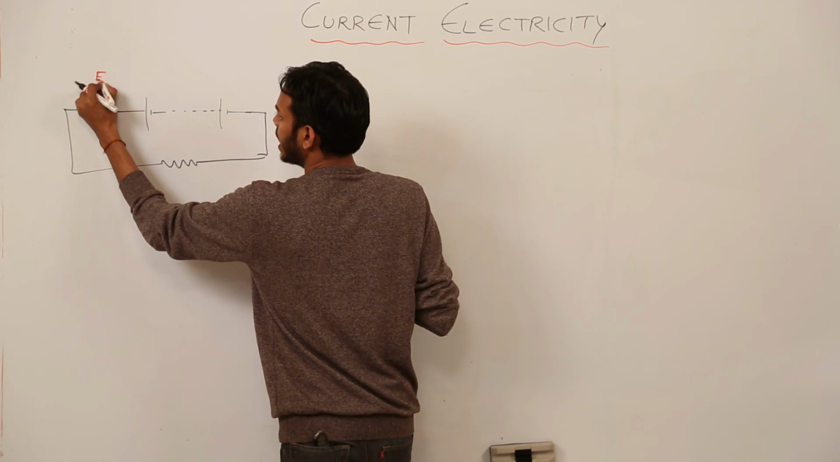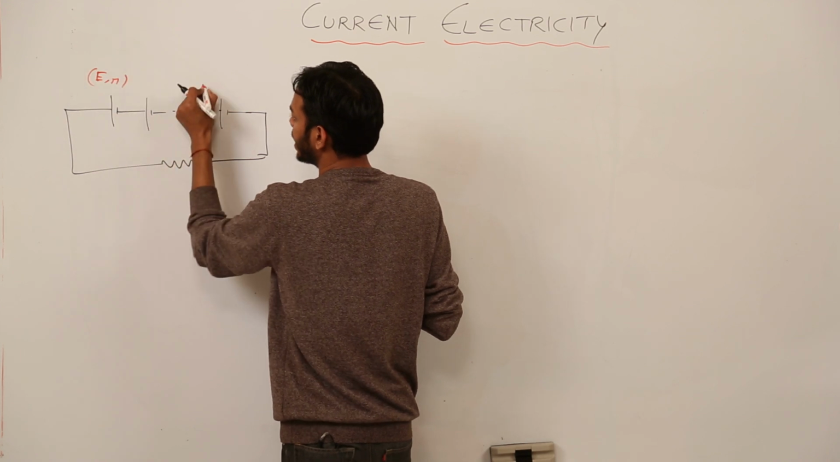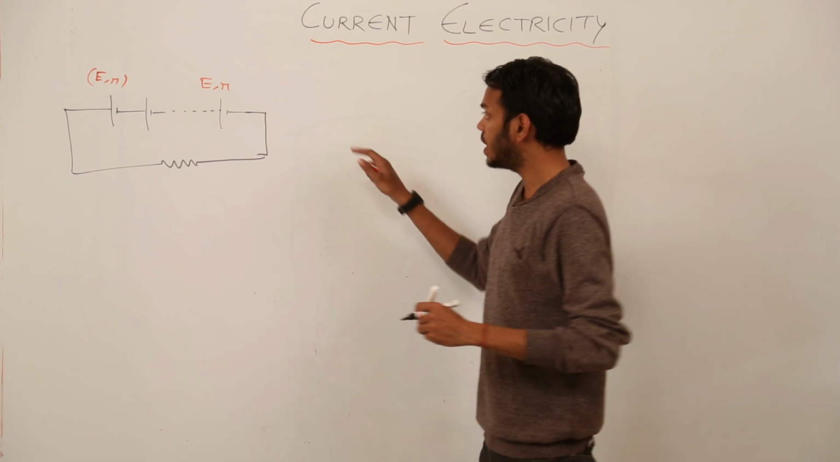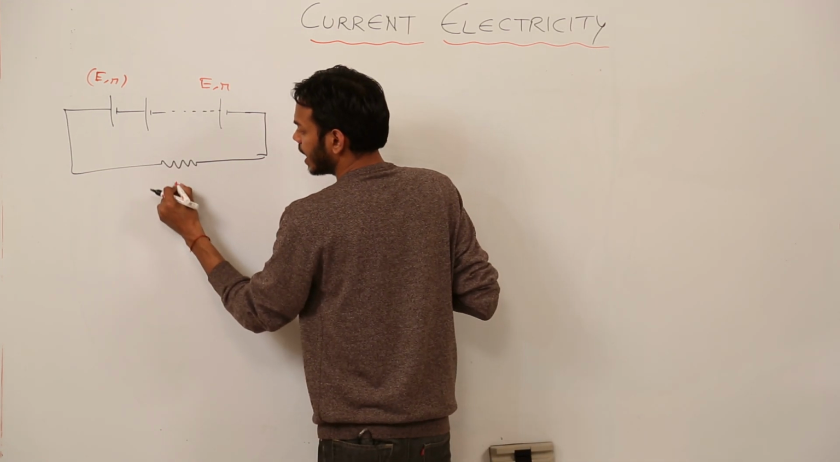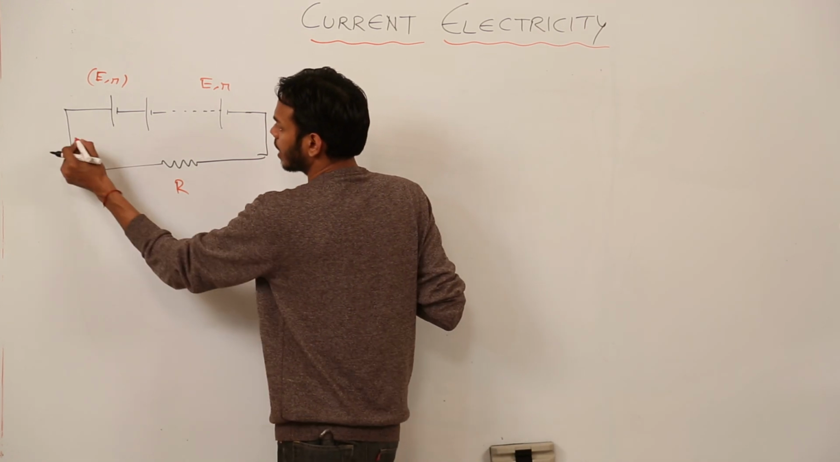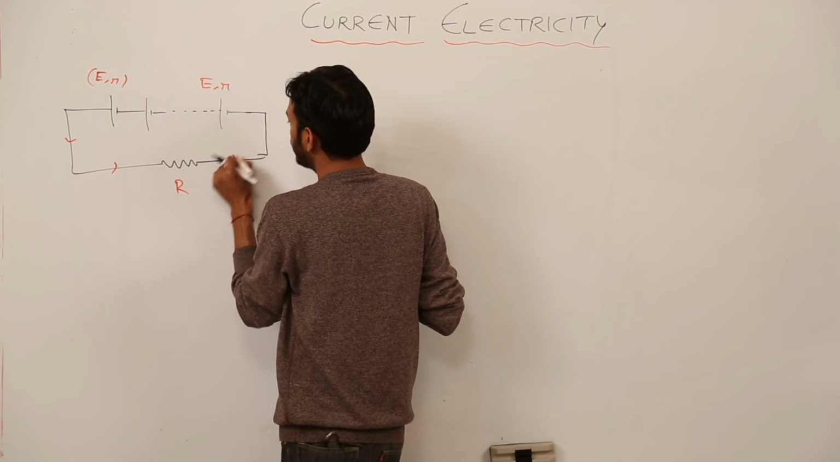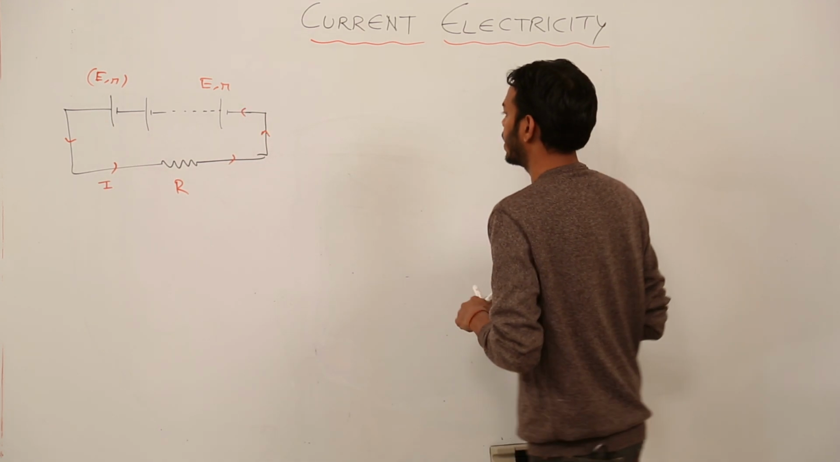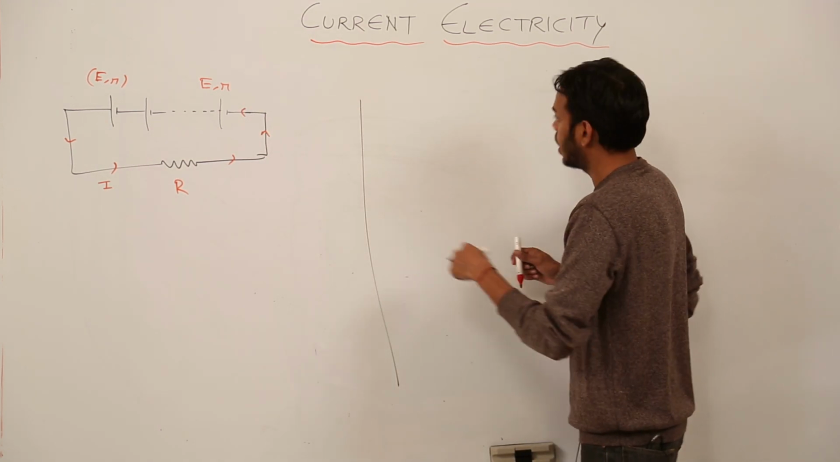Each cell has this rating E comma r, that means EMF is E and internal resistance is r. The whole combination is connected to an external resistance R. This will be the direction of flow of current, right? Look at another circuit.